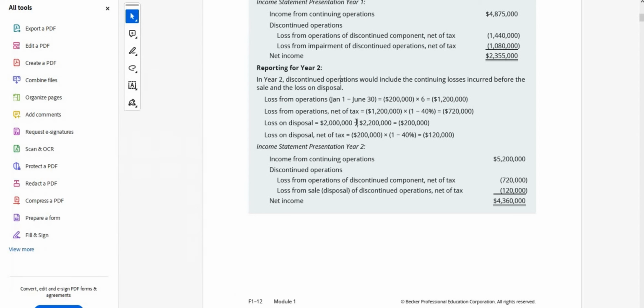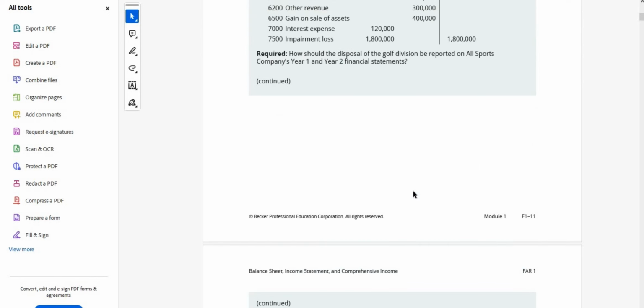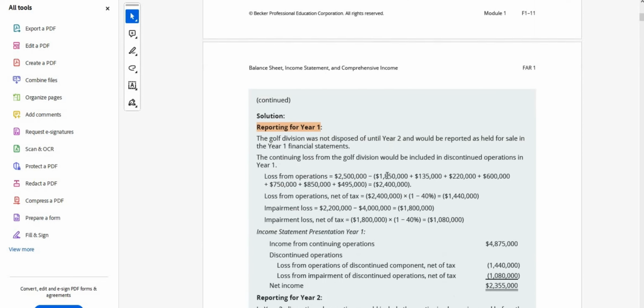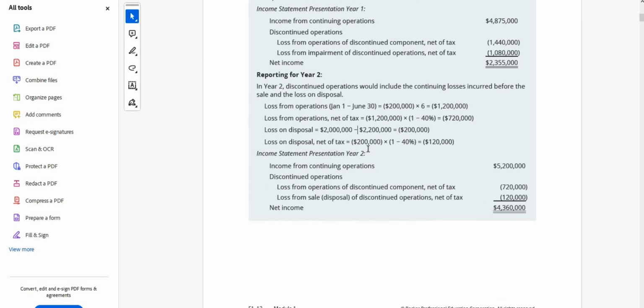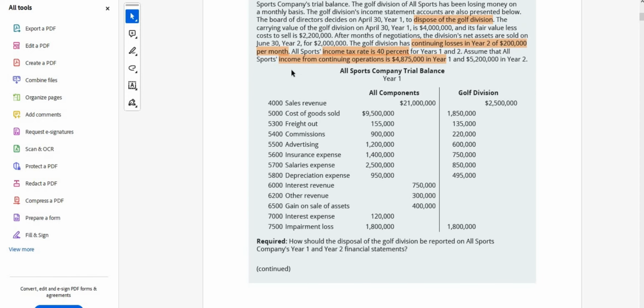And loss on disposal: after impairment the carrying value stands at 22 lakhs, but after negotiation the company sells it at 20 lakhs. So there is a loss of 2 lakhs. Net of tax it comes to 1,20,000. So presenting it in the income statement, the income from continuing operation in year 2 is 5,20,000.